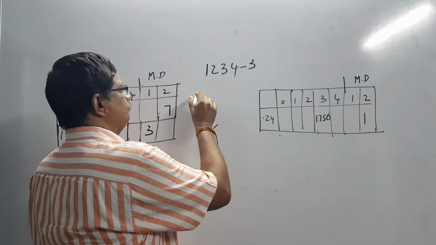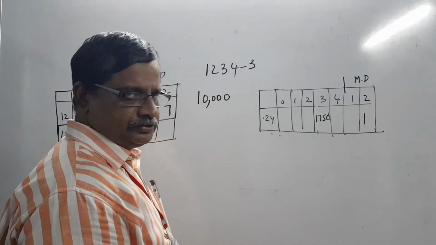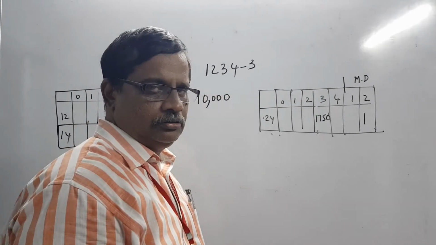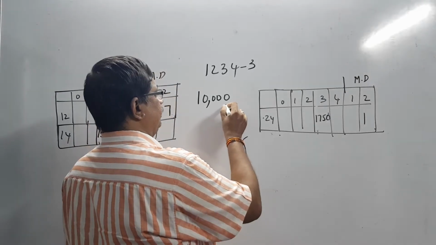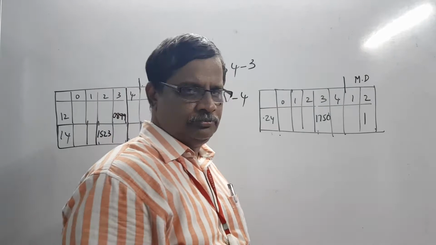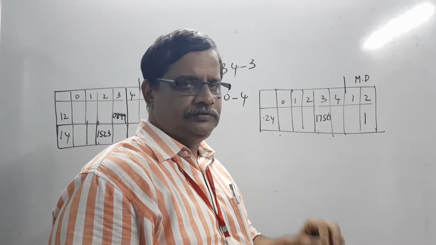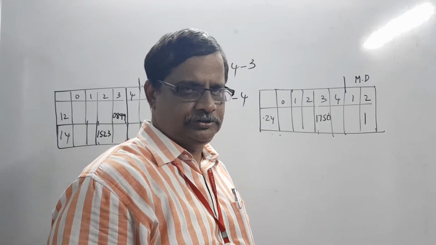Now suppose you have 10,000. How many digits are there? 1, 2, 3, 4, 5. What should I do? Subtract 1. So what will I get? 5 minus 1, 4. Just do it. Subtract 1 from the total number of digits and write it as your characteristic.